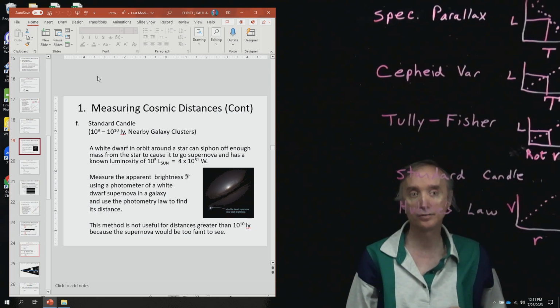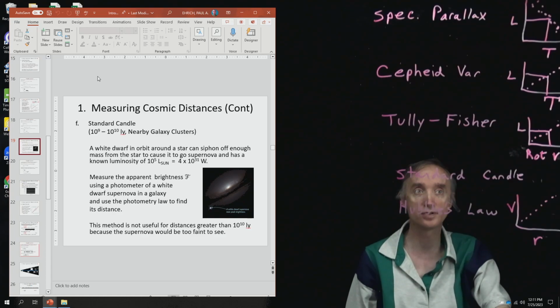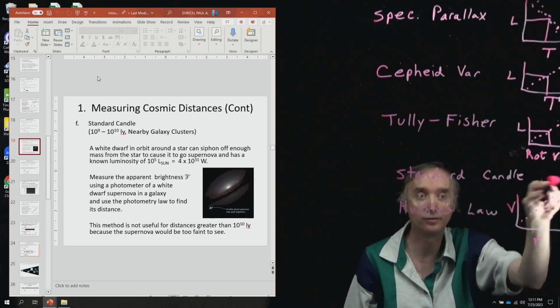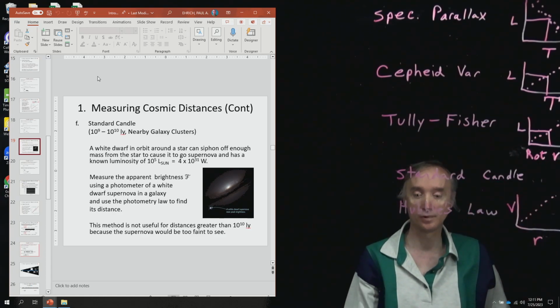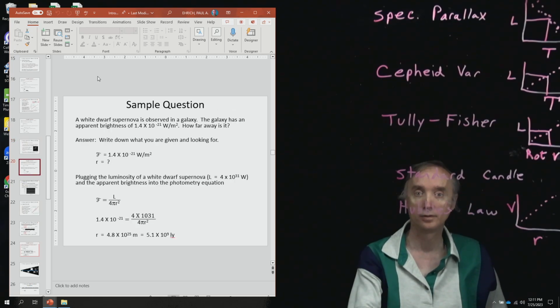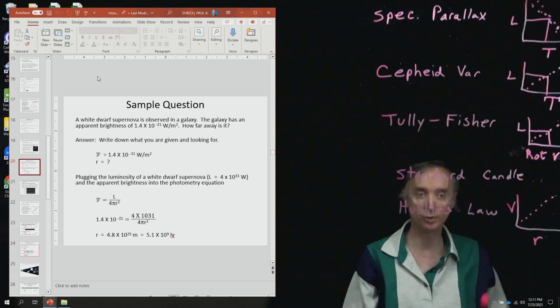So all you've got to do is you look for one of these supernovas, you measure its apparent brightness, and then using photometry and the actual brightness L, you can figure out the distance r to it. So you notice that this one does not have a graph that goes with it. Okay, so here's a sample question that shows you how you would go about using this technique.